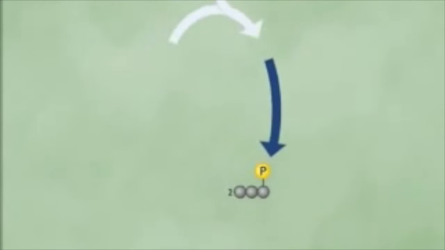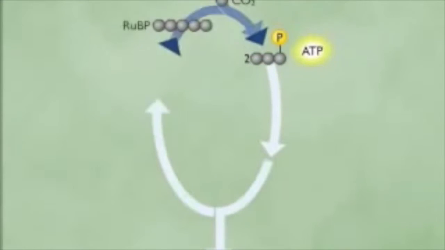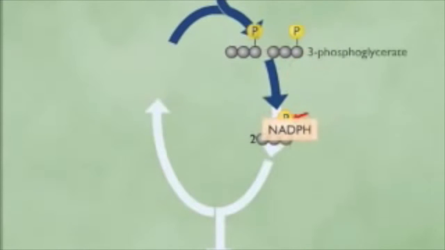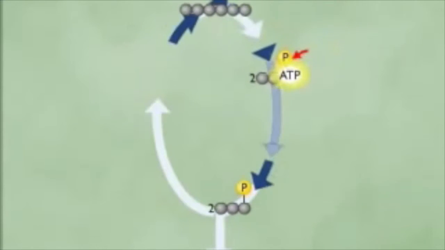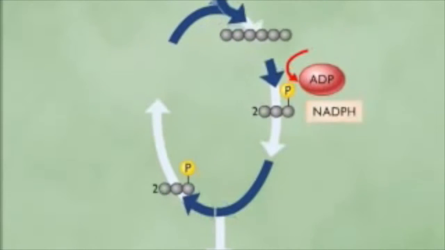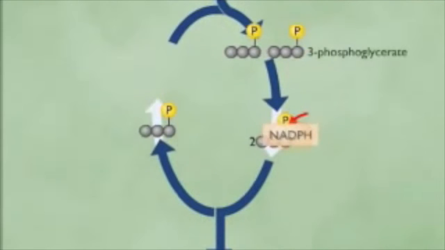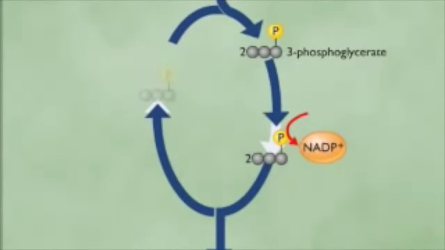In phase 3, regeneration of RuBP, ATP is used to turn the 10 molecules of glyceraldehyde 3-phosphate into 6 molecules of RuBP to be used in phase 1. Since one turn of the Calvin cycle only yields 2 molecules of glyceraldehyde 3-phosphate, the Calvin cycle needs to turn many times to get enough glyceraldehyde 3-phosphate to make glucose and other sugars.